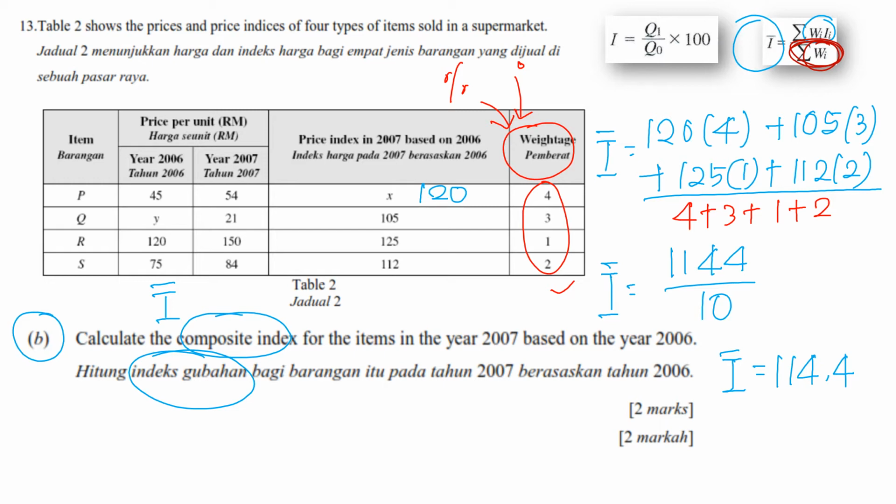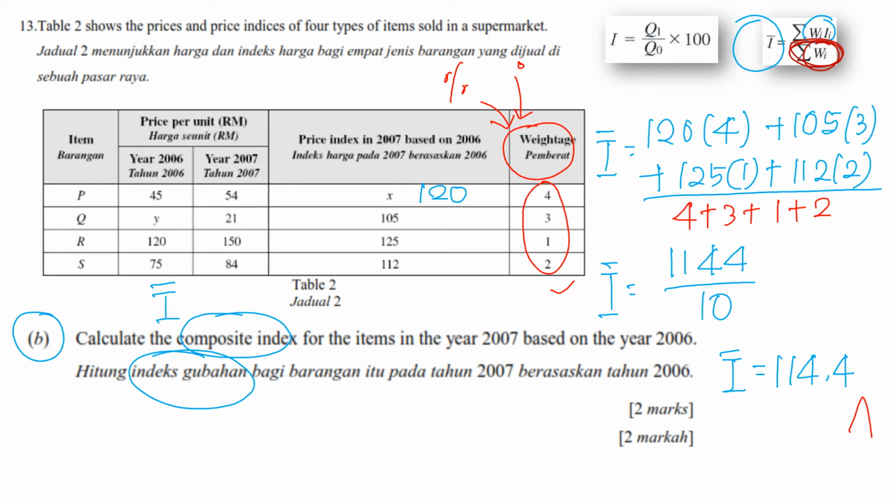Okay, when it is not a price, then it is okay. But when you are talking about RM, it should be written as 114 ringgit 40 cents. You need the 0, but for this case it's okay because it is a composite index. It's an index, a number that tells the percentage of going up or going down, decrease or increase. And the marks here are 2 marks.